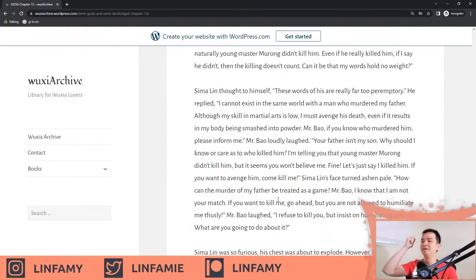Mr. Bao laughed. Your father isn't my son. Why should I know or care as to who killed him? I'm telling you that young master Mu Rong didn't kill him, but it seems you won't believe me. Fine, let's just say I killed him. If you want to avenge him, come kill me.